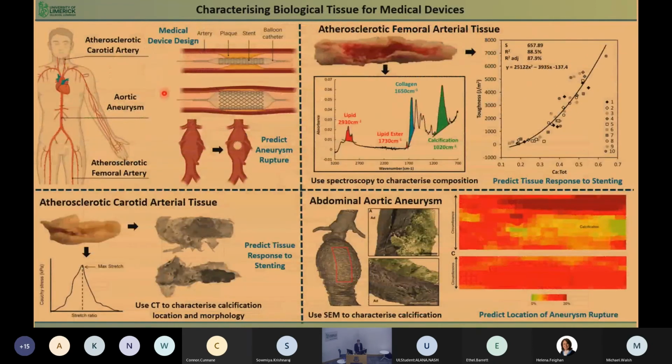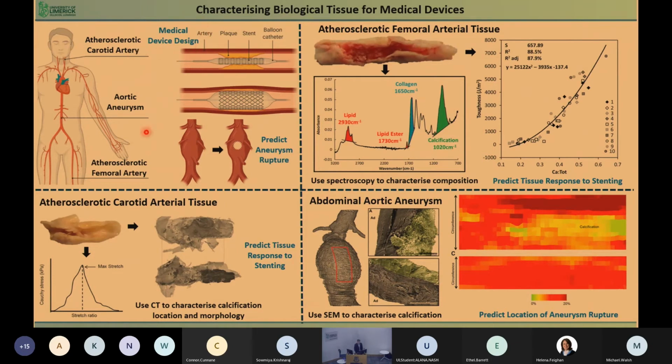So the tissues that we focused on during my PhD were from diseased tissue from the carotid artery, from the aorta, aortic aneurysm, swelling of the aorta, and atherosclerotic femoral arteries. And the reason we focused on these particular arteries and tissues is because this is what we could get. So we would drive out to the hospital on the day of surgery with a little bucket, and our bucket would be filled with these various types of tissues, and we would take them back. And the aim of that procedure, or that act, was to characterize the tissue to better inform medical device design.